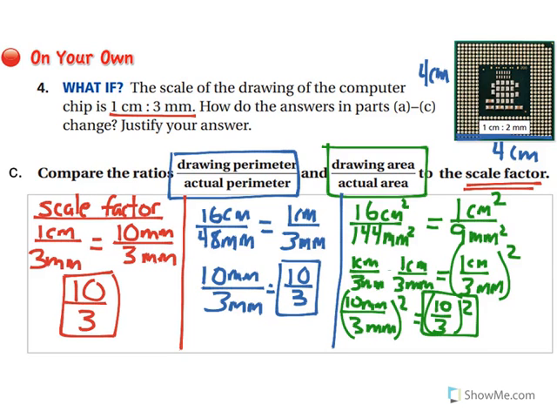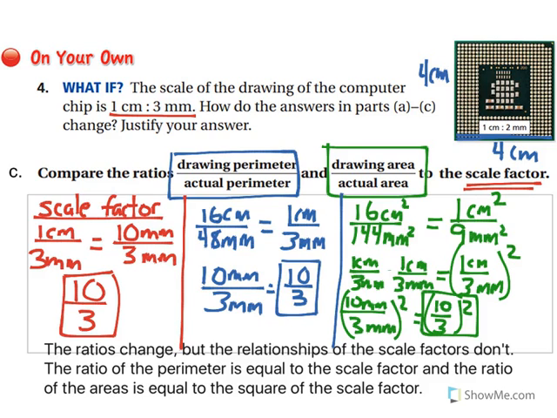And so, for our final answer, as far as comparing this to the scale factor, I'm going to go ahead and type this out, so give me one moment. So, in conclusion, we find out that the ratios change, but the relationships of the scale factors don't. The ratio of the perimeter is equal to the scale factor, and the ratio of the areas is equal to the square of the scale factor.